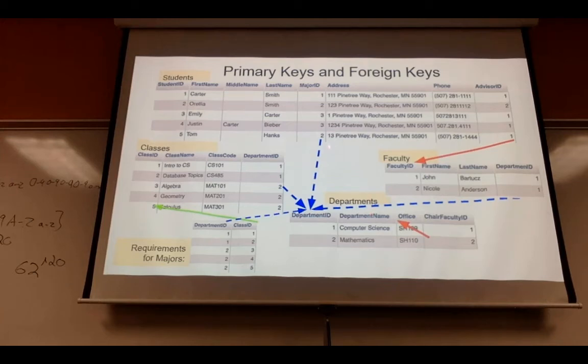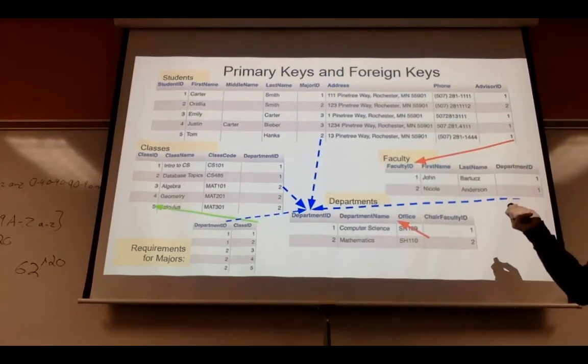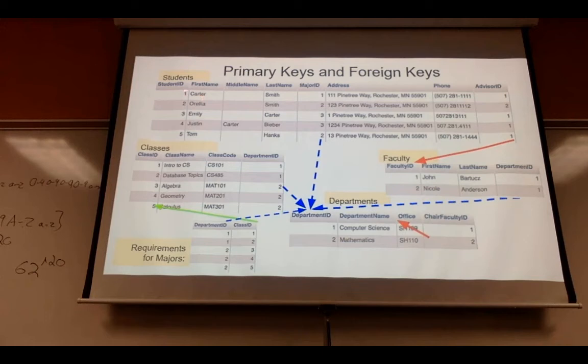So this is not the primary key for the students. The primary key is their student ID. The primary key for a department, so the primary key in general is something that uniquely identifies something, right? That's what a primary key does. You can only have one student ID number one. You can only have one department ID number one. You can only have one faculty ID number one, right? So this foreign key means it matches somebody else's primary key.